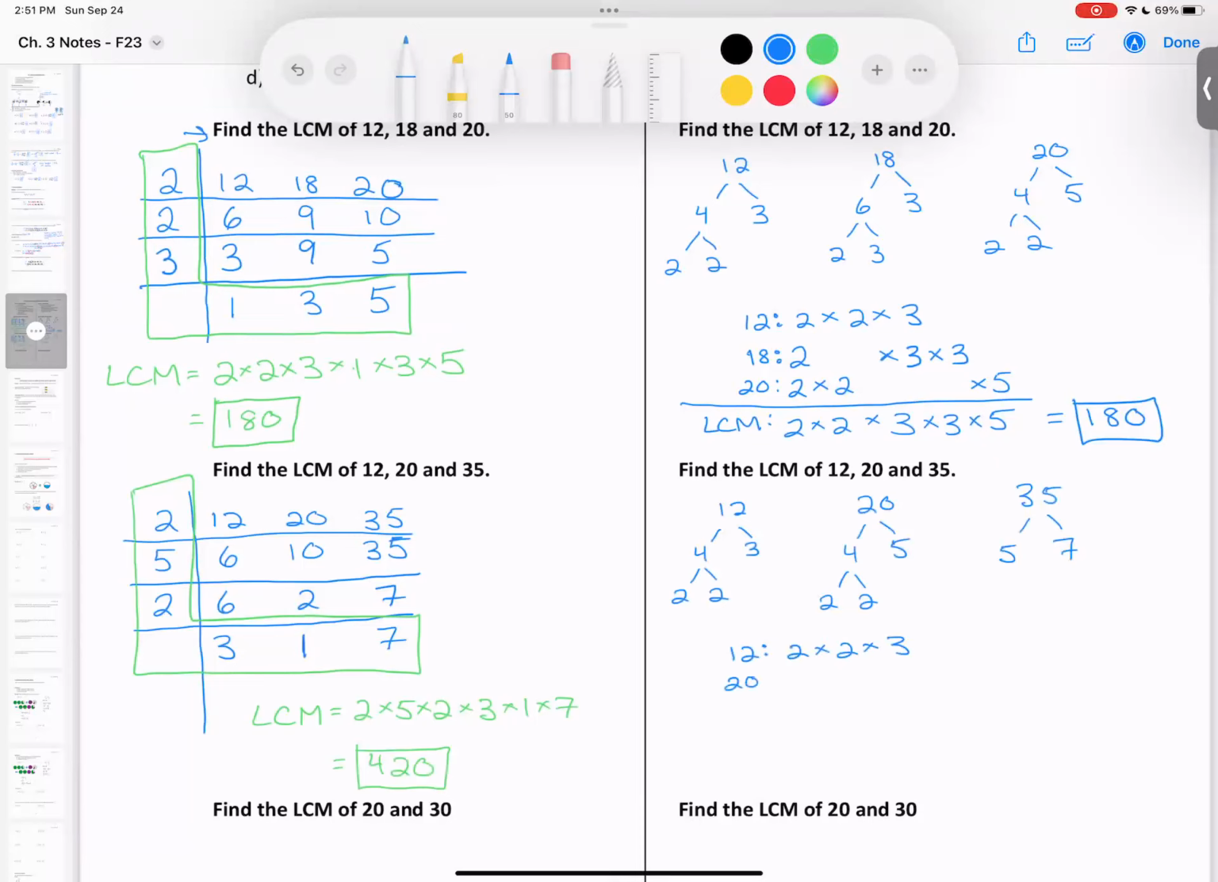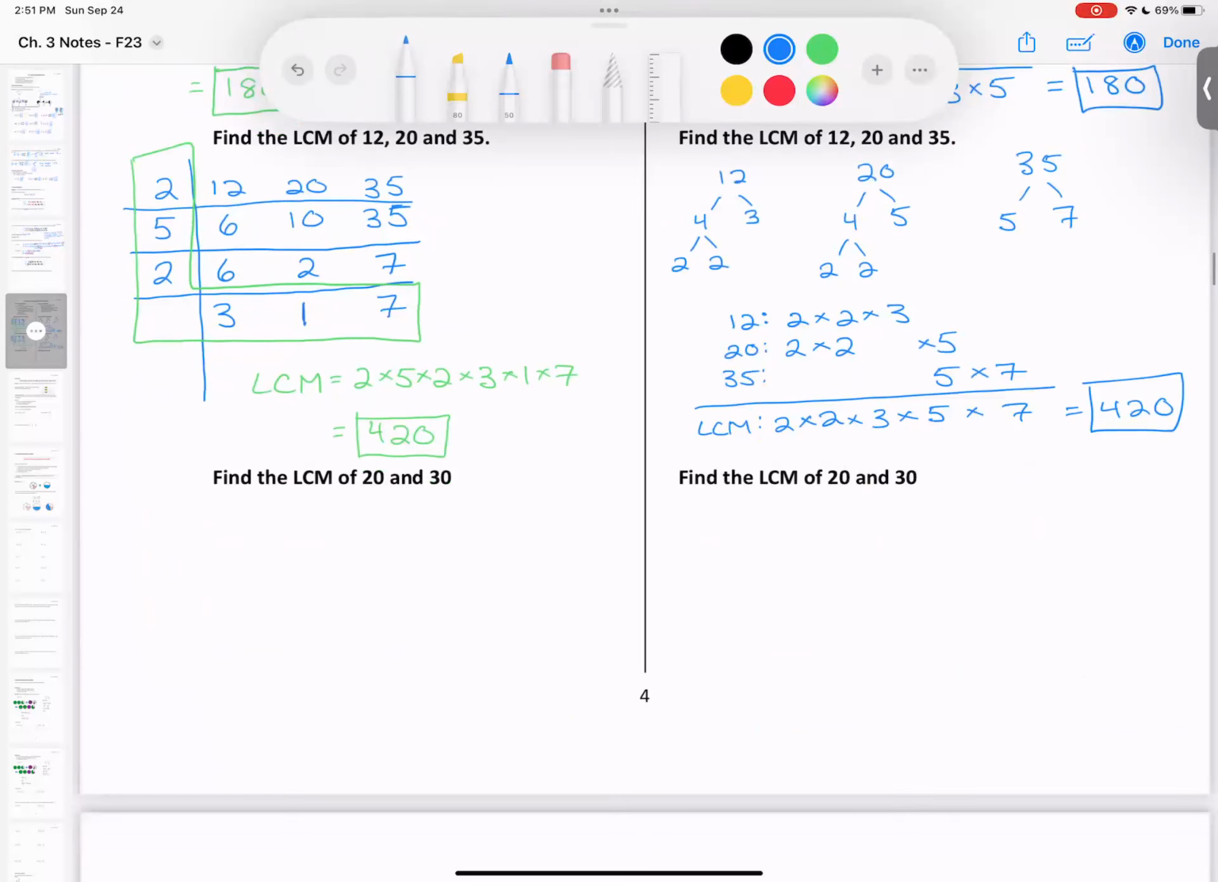This next number then, we're going to put the numbers in the shared columns when we can. So we start out with a 2, and we have a 2 here. So I'm going to put that in that column 1. We've got another 2, so that can go in column 2. And then we've got a 5 that we have to put on the end. Last one, 35. I've got a 5. And then I need to make a new column for my 7. So the least common multiple then is going to be 2 times 2 times 3 times 5 times 7, which you'll see is the same thing we got for the first method. So we end up once again with 420.